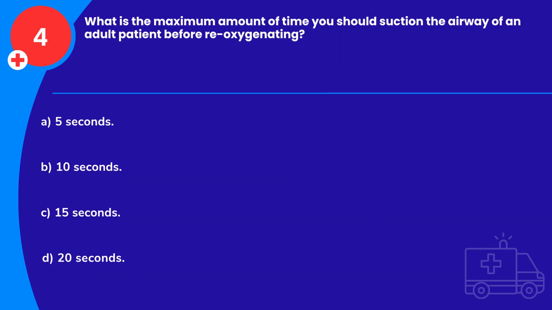Question 4. What is the maximum amount of time you should suction the airway of an adult patient before reoxygenating? A. 5 seconds. B. 10 seconds. C. 15 seconds. D. 20 seconds.